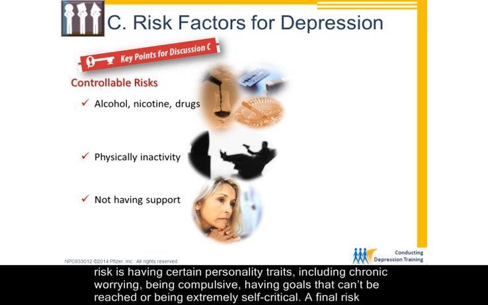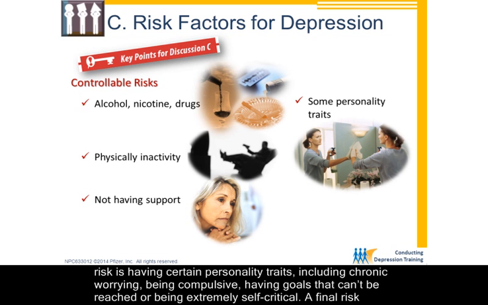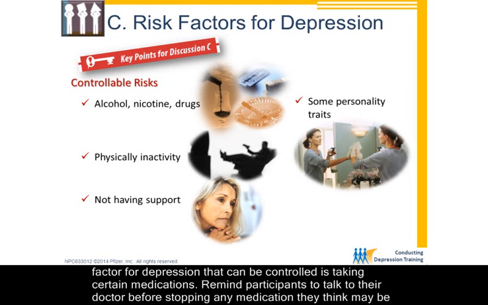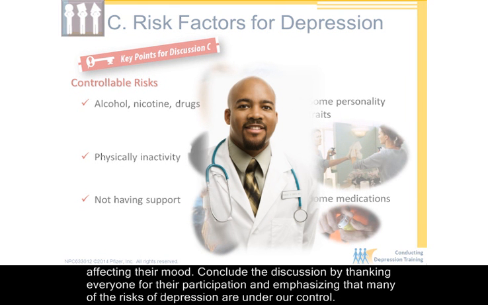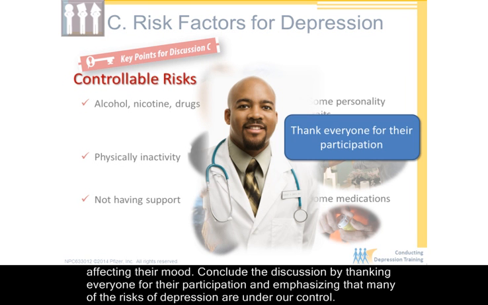Another risk is having certain personality traits, including chronic worrying, being compulsive, having goals that can't be reached, or being extremely self-critical. A final risk factor for depression that can be controlled is taking certain medications. Remind participants to talk with their doctor before stopping any medication they think may be affecting their mood. Conclude the discussion by thanking everyone for their participation and emphasizing that many of the risks of depression are under our control.